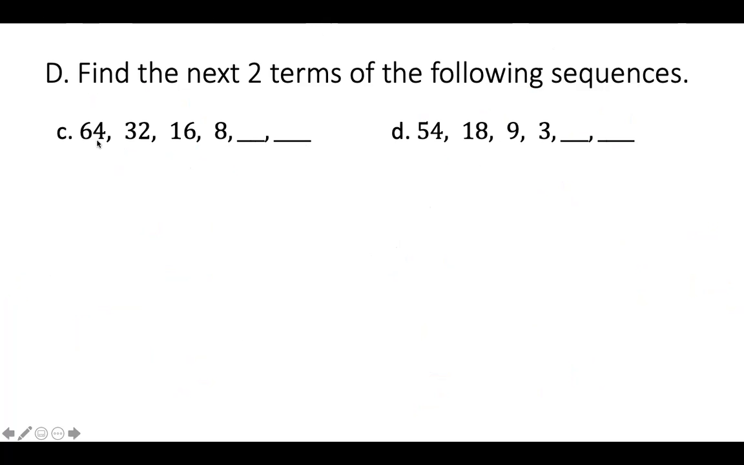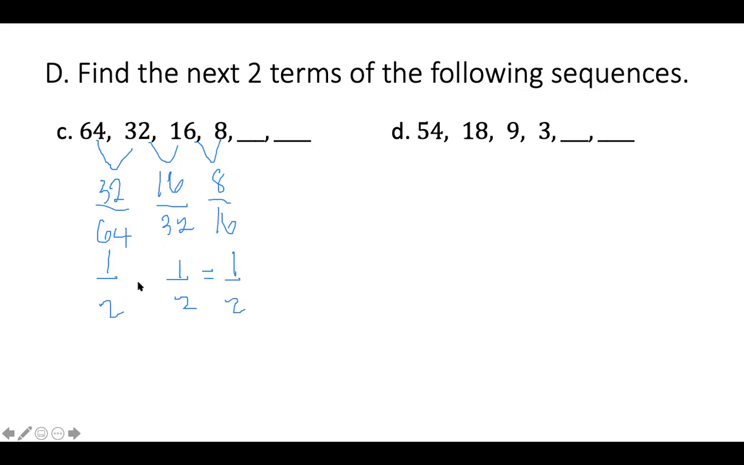All right, so again, from left to right, we have 32 over 64. We have 16 over 32. We have 8 over 16. So let's simplify. This is 1/2, and 8 over 16 is 1/2. So there is a common ratio of 1/2, which means that for us to get the next term, we multiply the previous term by 1/2. So here, we multiply this by 1/2, or we just divide it by 2, right?